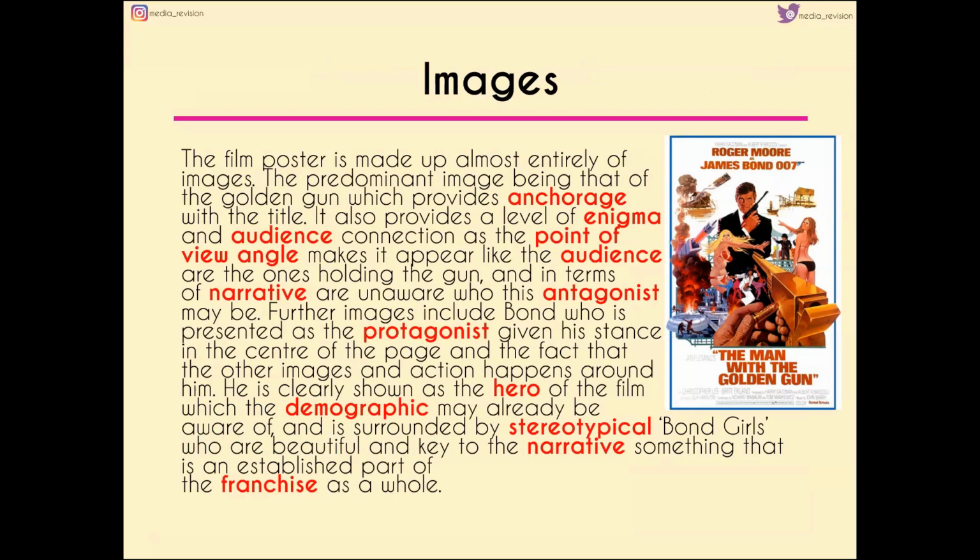So for images, this is a sample answer for you. The film poster is made up almost entirely of images, the predominant image being that of the golden gun, which provides anchorage with the title.